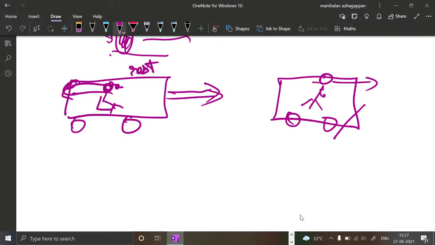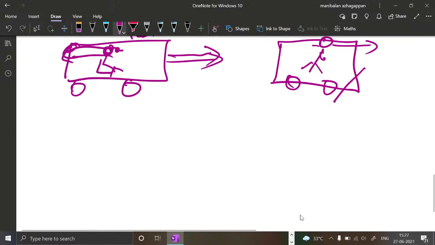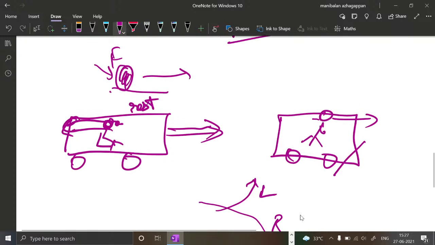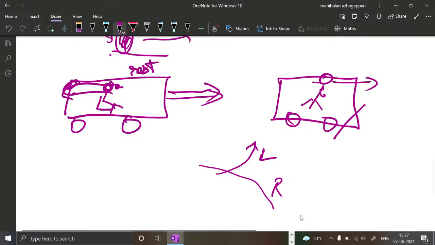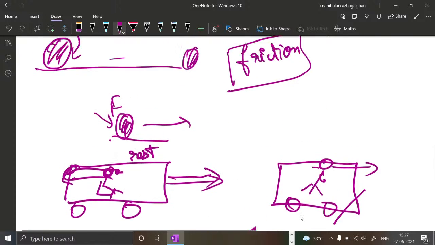The next one: when the bus turns to the left side, you will move to the right side. When the bus is turning left, you move right. That's the inertia of direction. A moving object, unless an external force is there, is not going to come to rest. The same thing holds for a rest object, and for direction also. These are very good examples. So there are three types of inertia.